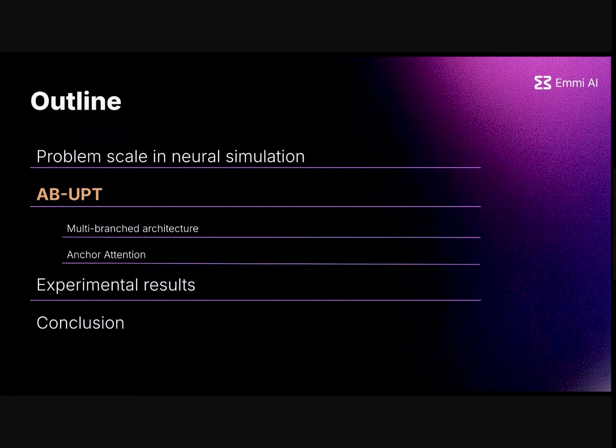So this is the brief outline of this talk. First we will introduce the notion of problem scale in neural simulations to you. Then we introduce AB-UPT, which consists of a new multi-branch architecture, and we introduce a novel way of attention, which we call anchor attention. Then we will motivate our architecture or model paradigm with experimental results, and we finally will discuss some limitations, future directions and conclusions.